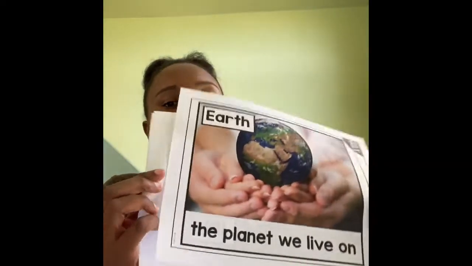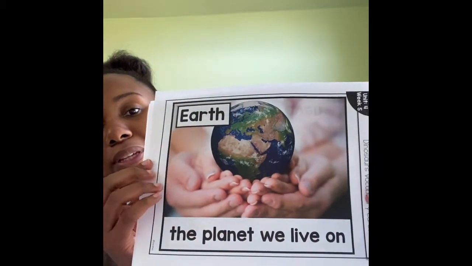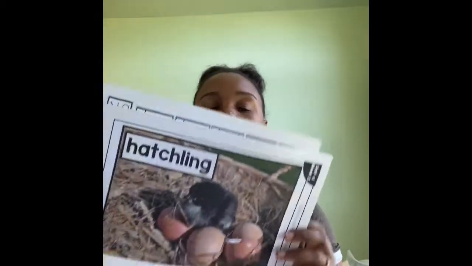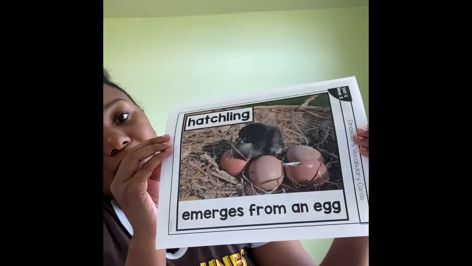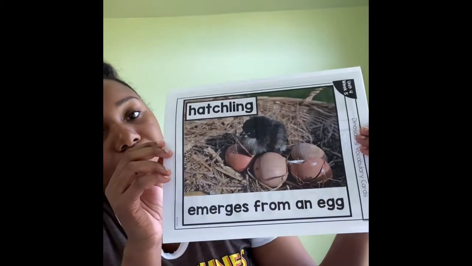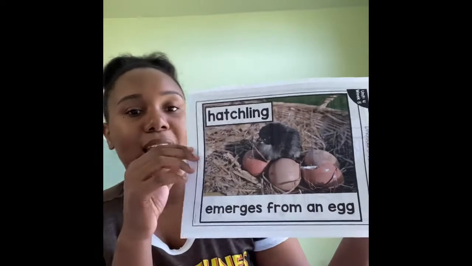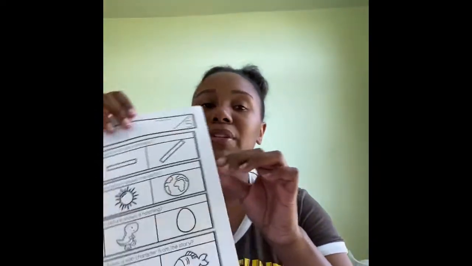And then our next word this week is Earth. And Earth is the planet we live on. And there's a picture of Earth. And then our last vocabulary word this week is hatchling. And hatchling is emerging from an egg. So look, the little chick here is hatching from its egg. So it's a hatchling.